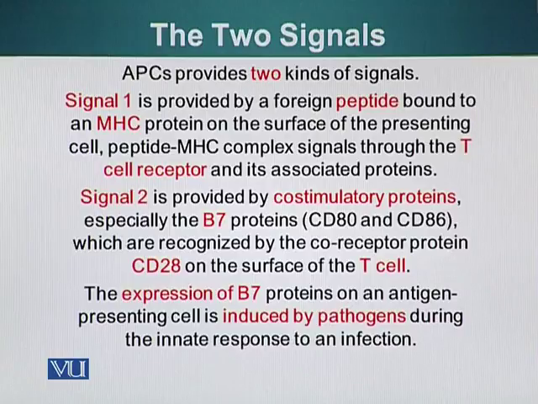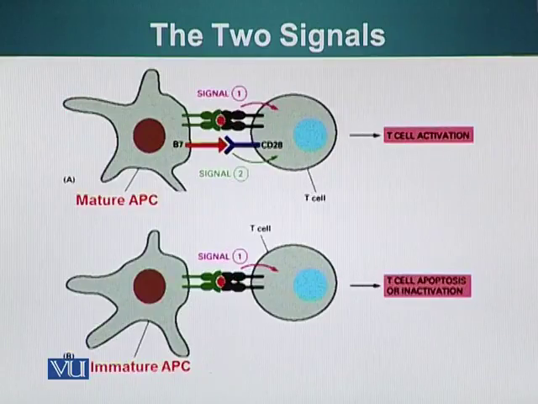CD means cluster of differentiation. So same name for the same protein, which is recognized by co-receptor protein CD28 on the surface of T cells. Too many names. I will show you a diagram and hopefully that will simplify things for you. The expression of B7 proteins on antigen presenting cells is induced by pathogens during the innate response to an infection. Hopefully this will simplify things for you.